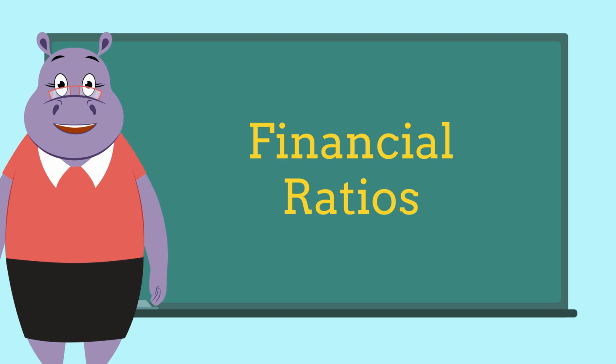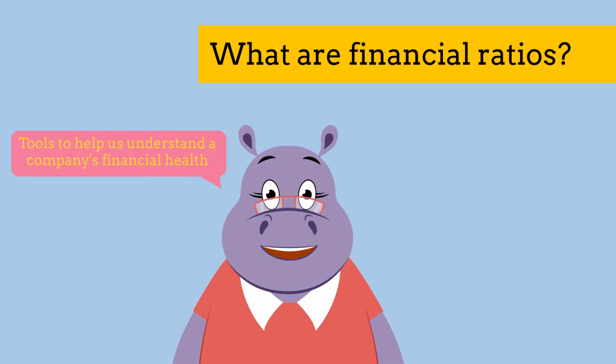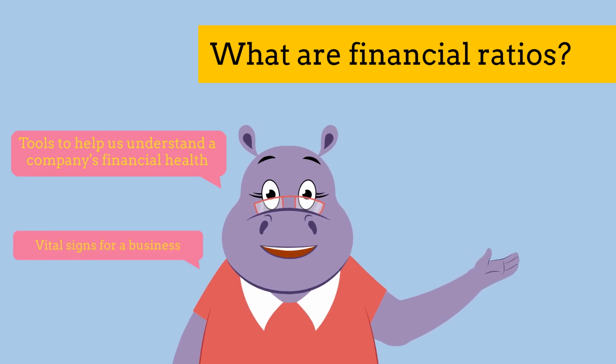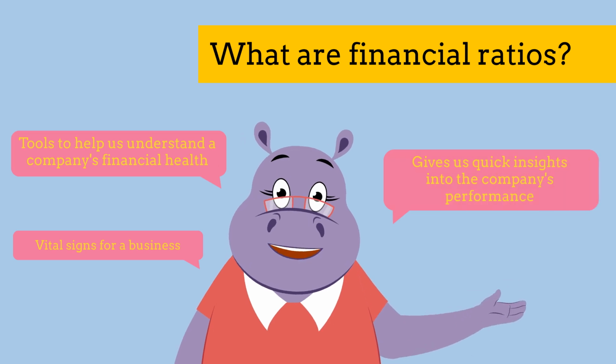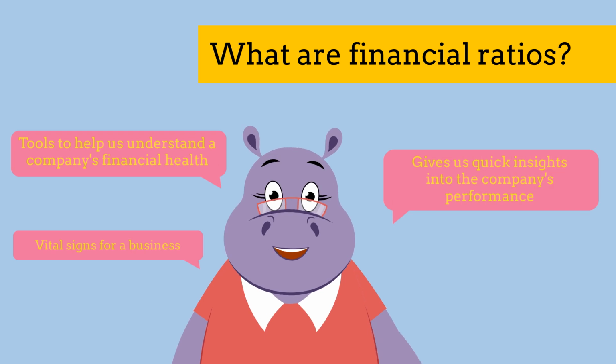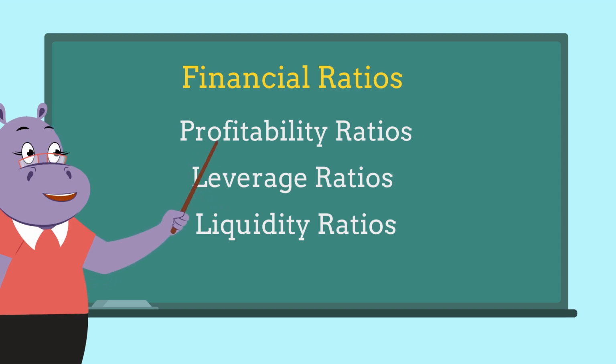I'm Bella, and today we're diving into the world of financial ratios. Financial ratios are tools that help us understand a company's financial health. They're like vital signs for a business, giving us quick insights into its performance. All you need on hand is the company's balance sheet and profit and loss statement. We'll cover 6 basic ratios today, looking at 3 important areas: profitability, leverage, and liquidity.